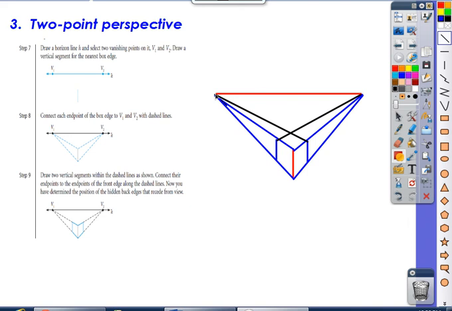You do the same thing. You can erase what you don't need, and you can even put a little door. So let's say I want a door right here. I draw the first part of the door. I make my vanishing point.